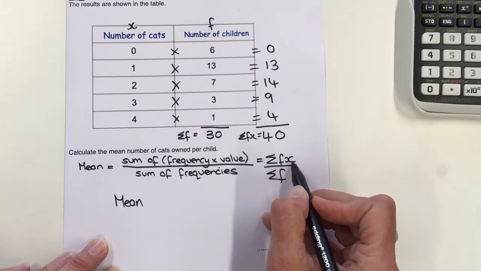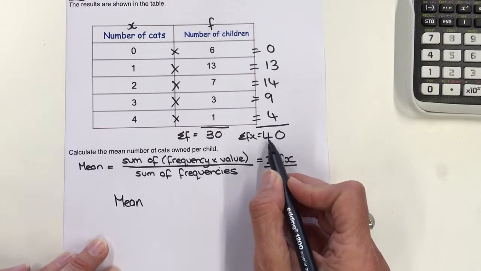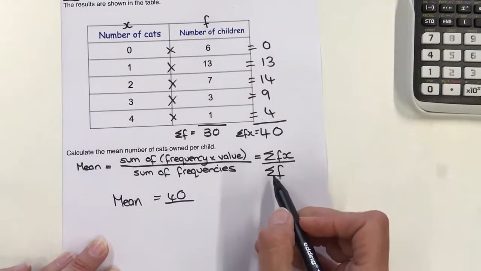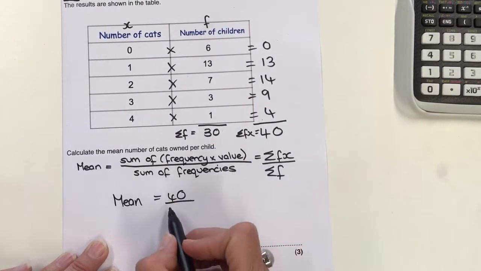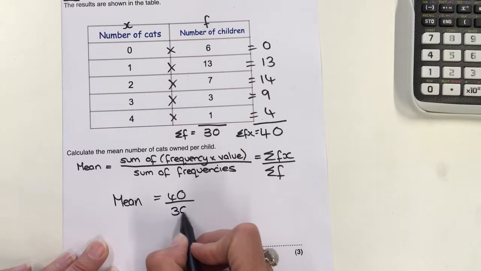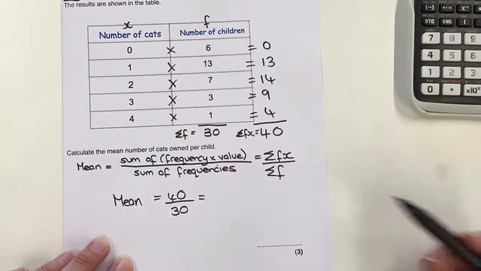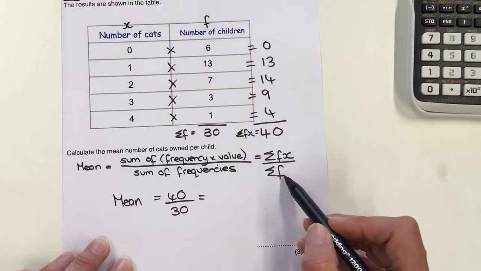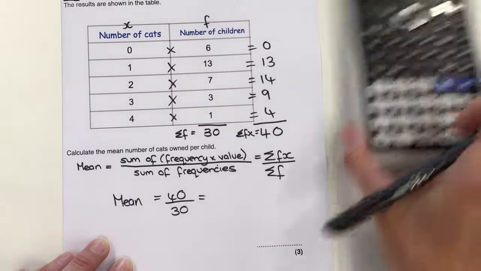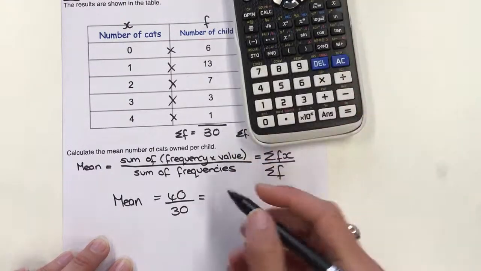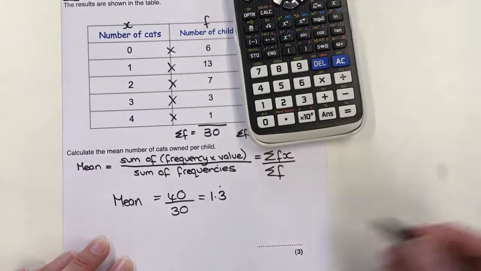To work out the mean, we do the sum of the frequency times the number of cats, which is 40, and then divide this by the sum of the frequency, which is 30. So 40 divided by 30, and we can do that on the calculator, which is 1.3 recurring.